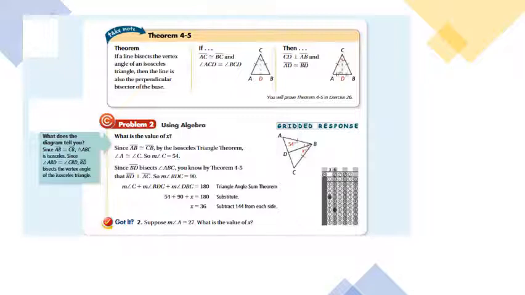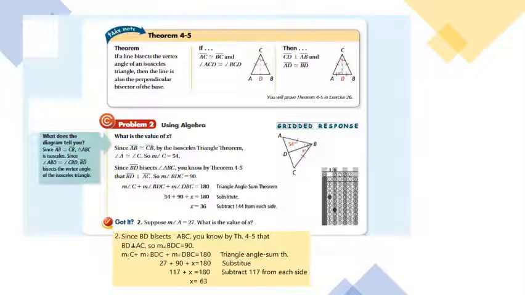Okay, let's see, Got It number 2. Suppose the measure of angle A equals 27. What is the value of x? So in the same triangle here, they change this 54 and give 27. How can we solve it? Of course, you will follow the same steps, but instead of writing 54, you will use 27. So it will be 27 plus 90 plus x equals 180. Then you will subtract from both sides to get the answer. So the answer here is 63. That's it.